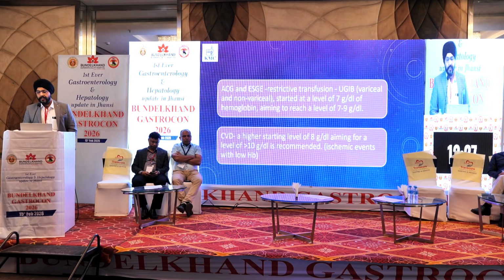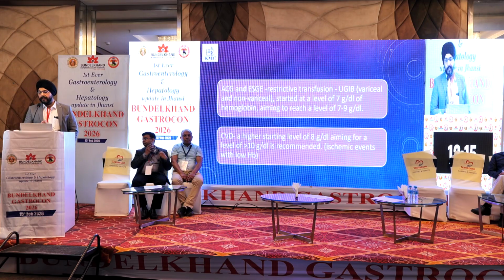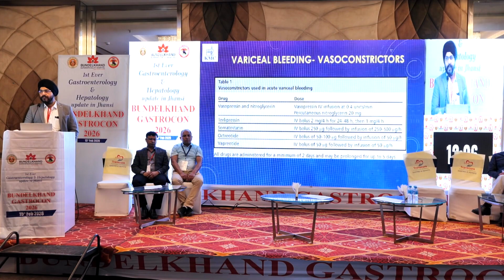How much blood is to be given? Now we have good data, and a long-term Spanish study was also there. We all follow a restrictive transfusion policy for variceal and non-variceal bleed, both: hemoglobin threshold 7 with a target of 7 to 9. In cardiac patients, you can go one more, so you can transfuse at 8 and target up to 10. Just 1 or 2 transfusions are usually enough to maintain these levels. Also, if you are suspecting variceal bleed, always give vasoconstrictors. Apart from basic management, we use terlipressin, octreotide and somatostatin day in and day out, and they should be given in the correct dose, which has been mentioned here.